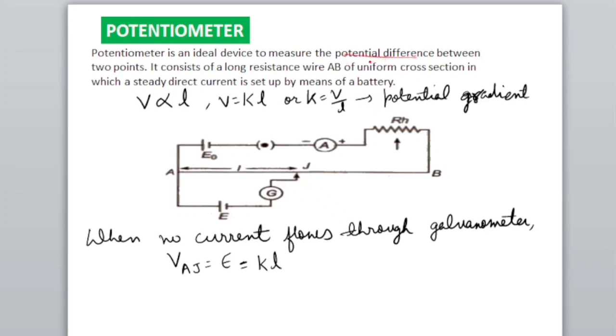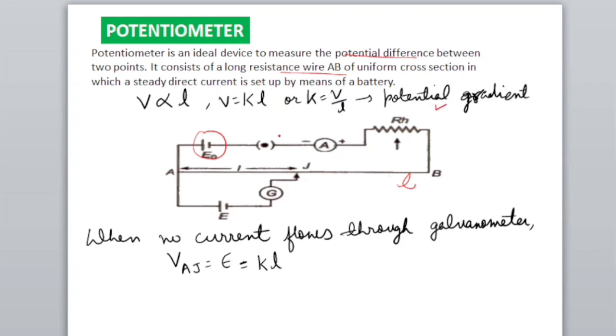Potentiometer is also a device which is used to measure potential difference, but it gives accurate results. It consists of a long resistance wire AB of uniform area of cross section, and it is based on the principle that when constant current flows through this wire, suppose this wire has length L, then V is directly proportional to L. It means V equals KL and K equals V by L. This K is called potential gradient.